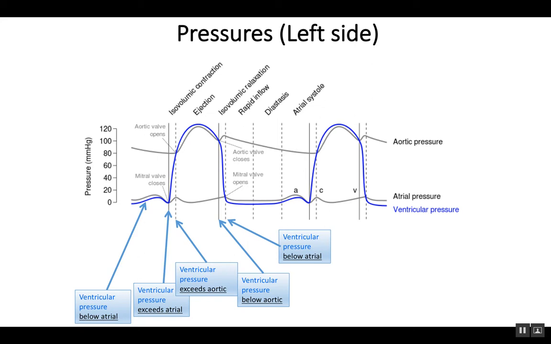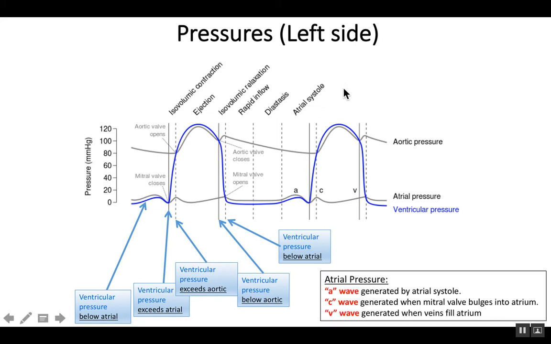There's some other little waves that occur in the atrial line: an A, C, and V. I'm not going to hold you to those, but there's an A wave. When the atria contract, obviously the pressure in the atrium goes up. There's a C wave when the mitral valve bulges. That produces a little wave of the atrial pressure, and then there's a V wave. But I'm not going to hold you to these. What I'd like you to focus on is knowing why valves are opening and closing.